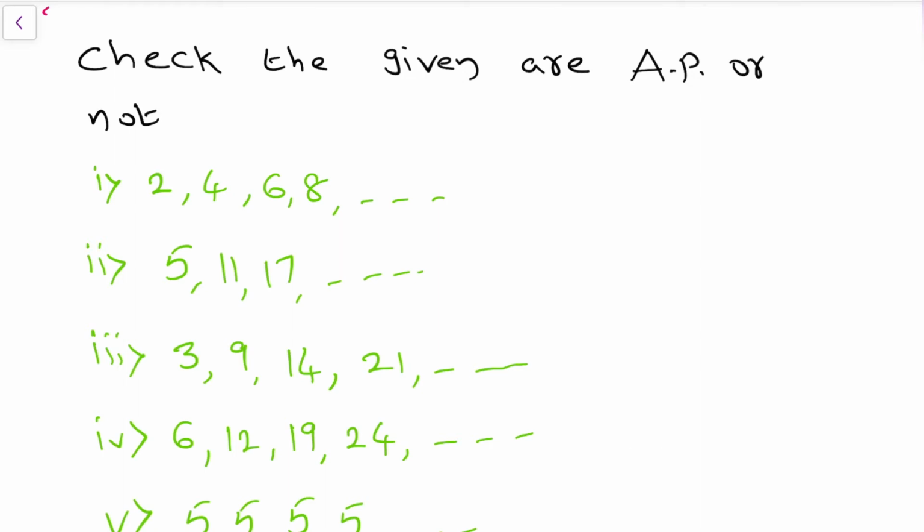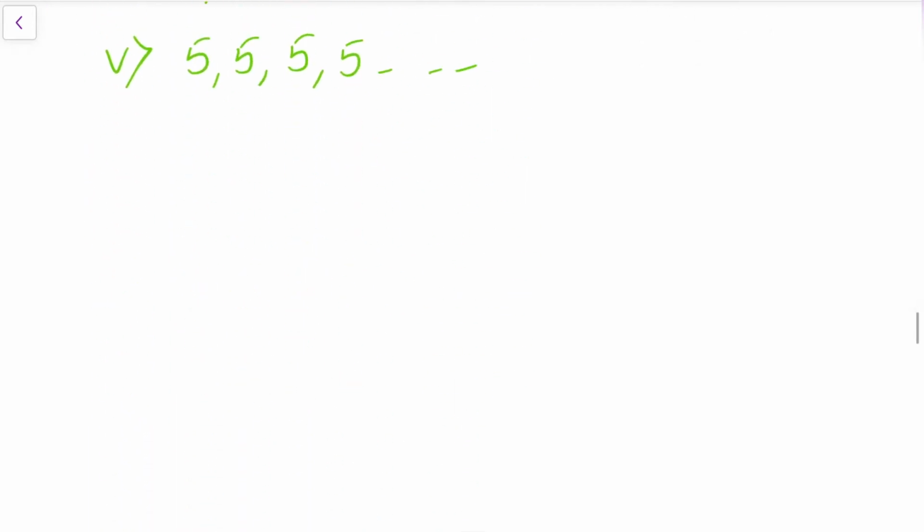Check whether the given series are in arithmetic progression or not. Okay, the first question is 2, 4, 6, 8 and so on. Let us check it out. 2, 4, 6, 8 and so on. To check whether the given series is in arithmetic progression or not, we need to find out the difference of the terms.